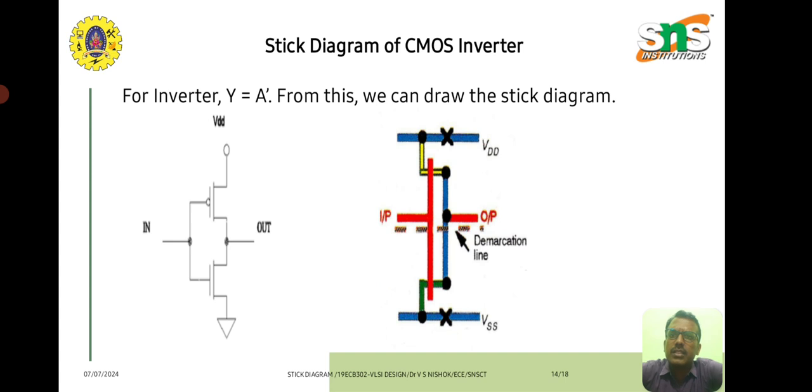Polysilicon is connected with N diffusion and P diffusion in the pull up and pull down networks as shown in the diagram here. Additionally, since this is a CMOS network, we need to separate the pull up and pull down network with the demarcation line in brown color, represented horizontally as shown here.